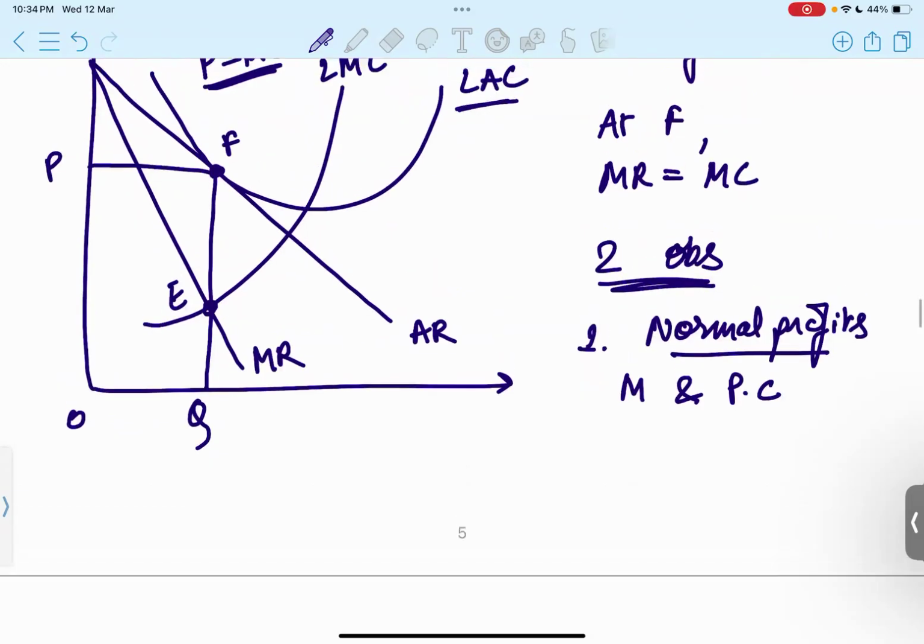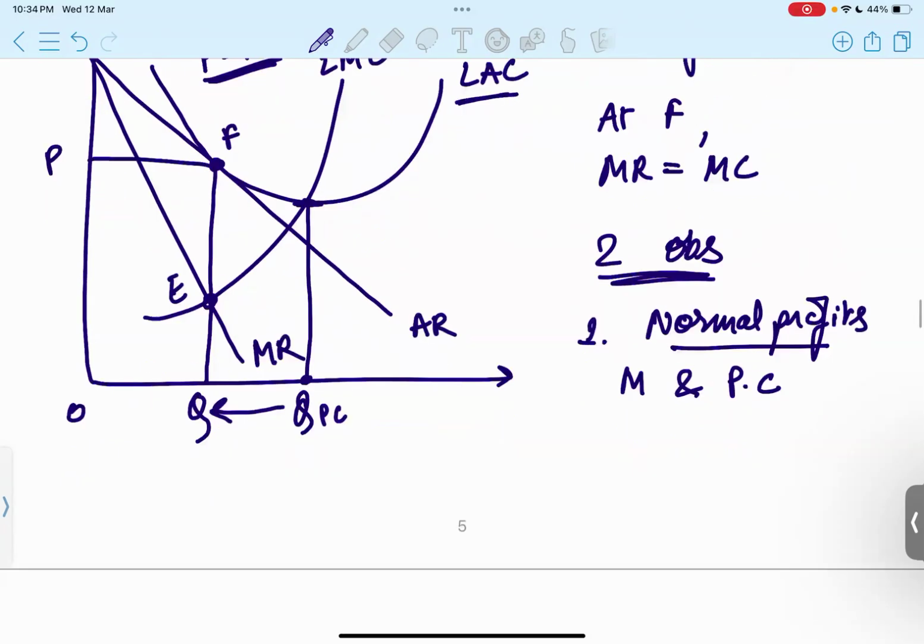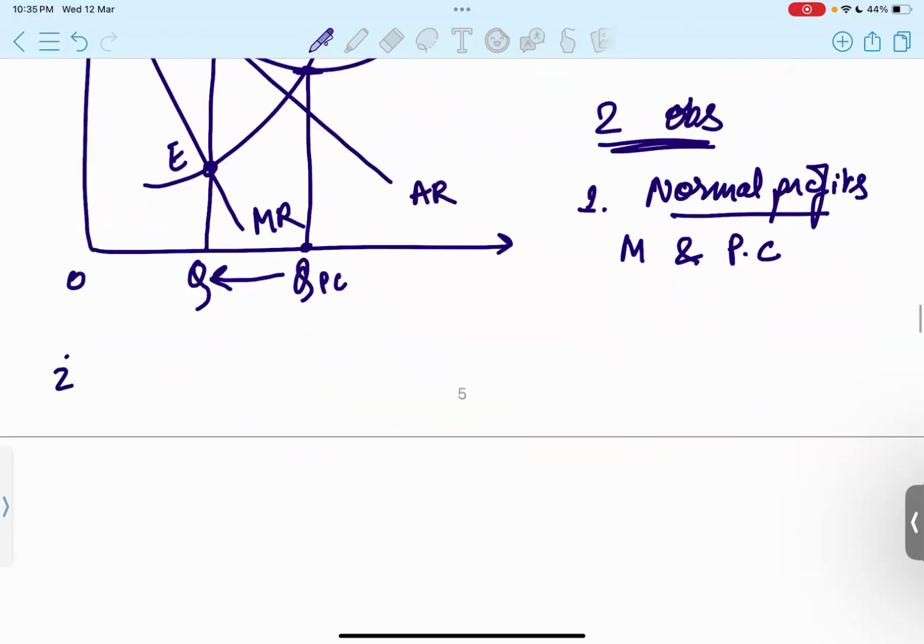But if we have to draw the equilibrium for perfect competition in the same graph, it would be this point, which, as we have seen, is always at the minimum point of the long run average cost curve. So under perfect competition, you will see both make normal profits in the long run, but the equilibrium output under monopolistic competition is lesser than that under perfect competition. So this is one observation or change that we see.